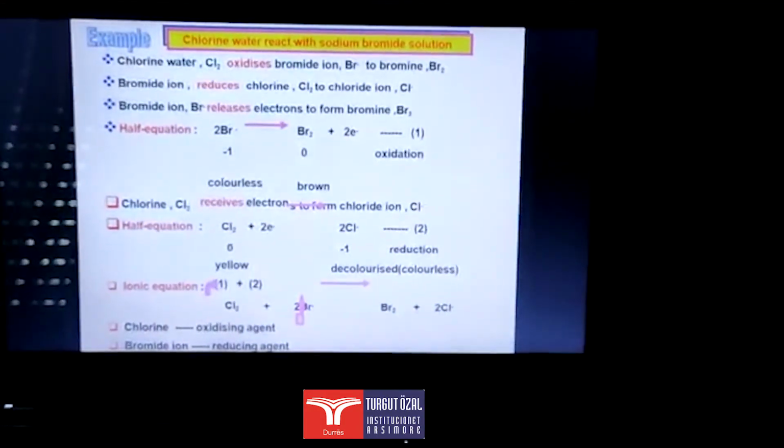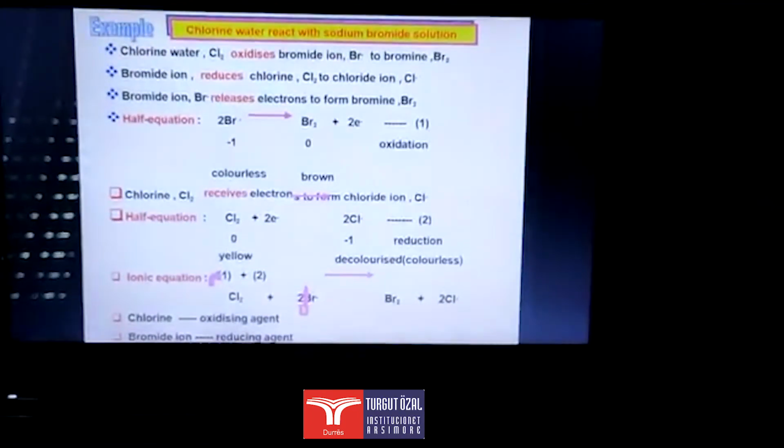The example is chlorine water reacting with sodium bromide solution.